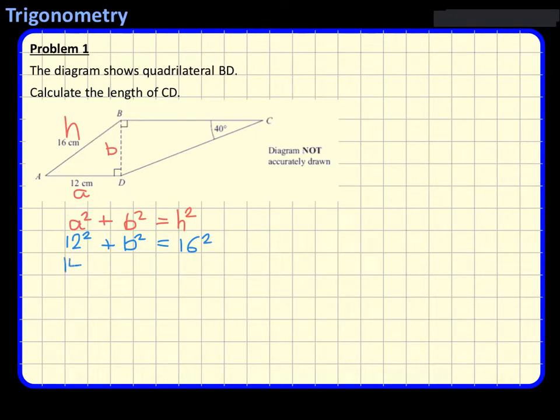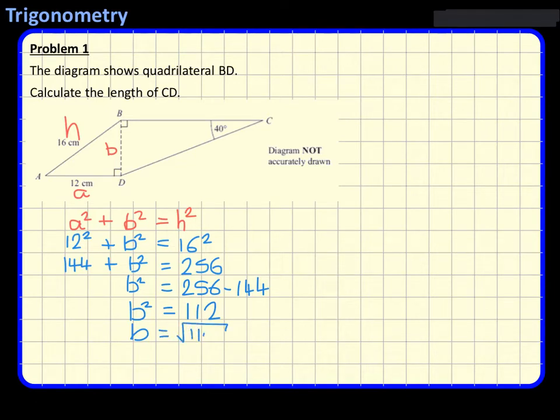So 12 squared is 144. We don't know B squared yet. And 16 squared is 256. Now we know that to get B by itself, we're going to have to do some kind of subtraction, because at the moment 144 is being added. So B squared is therefore 256 minus 144, and that gives us 112. And then we need to find the square root of 112.